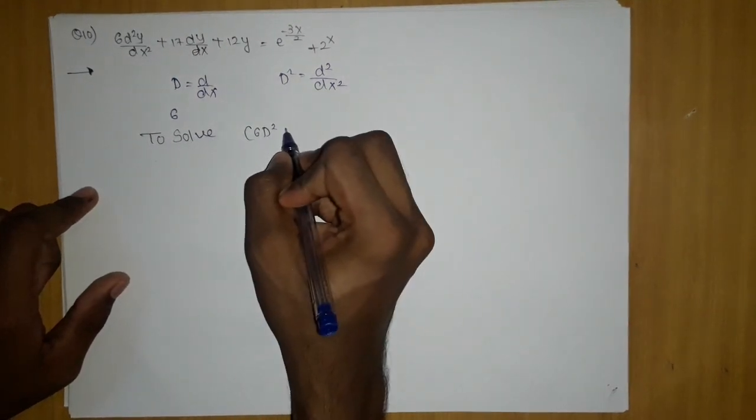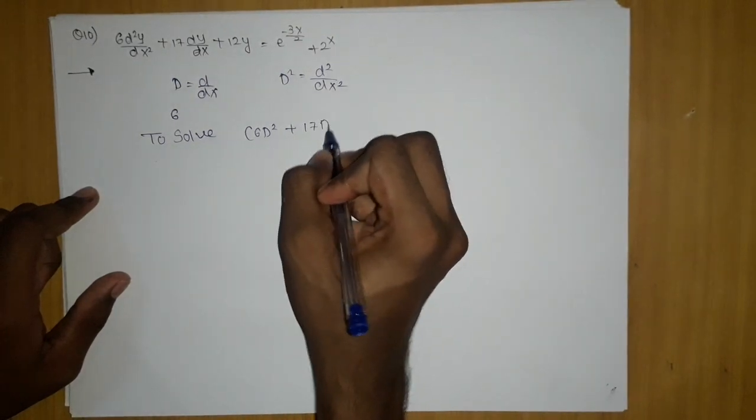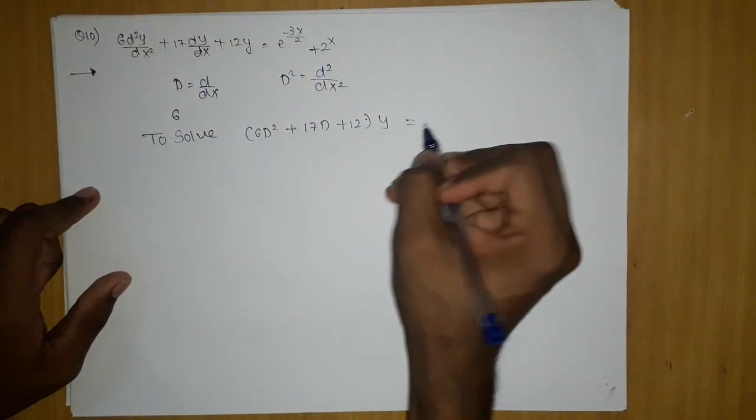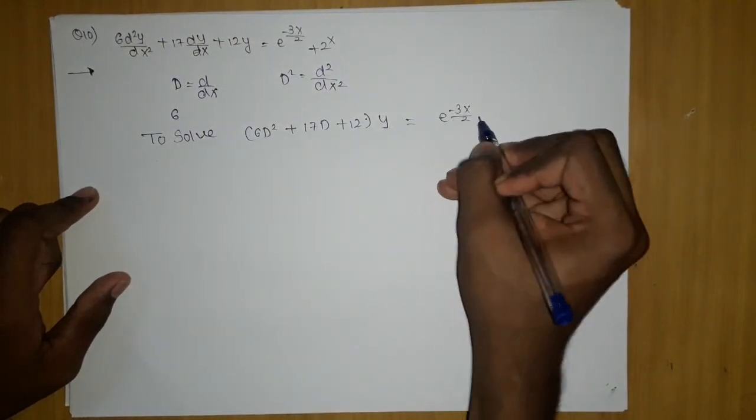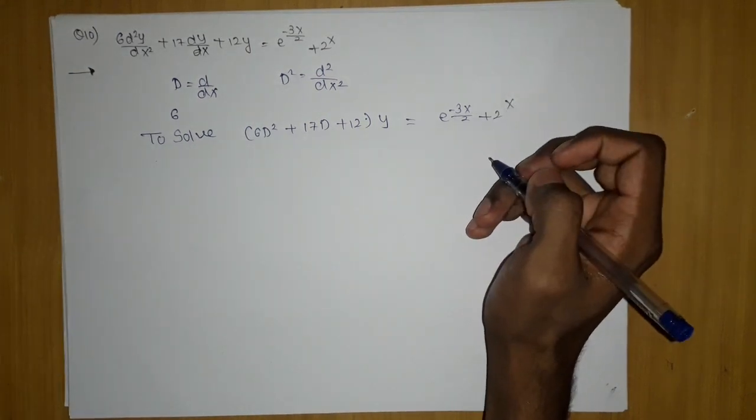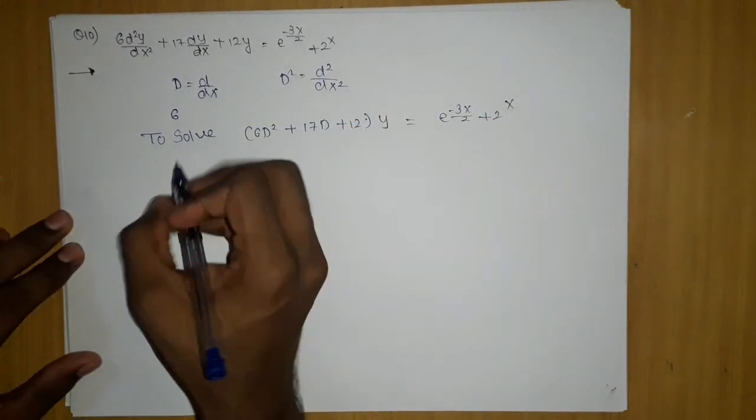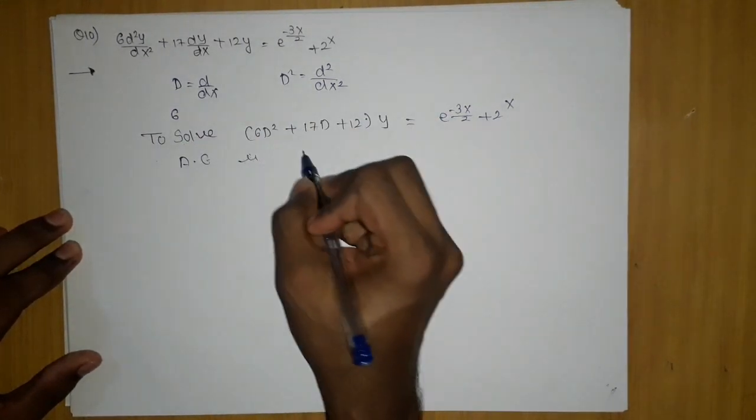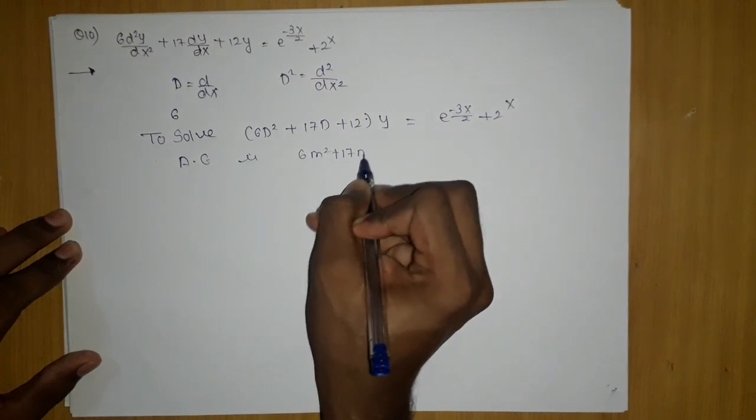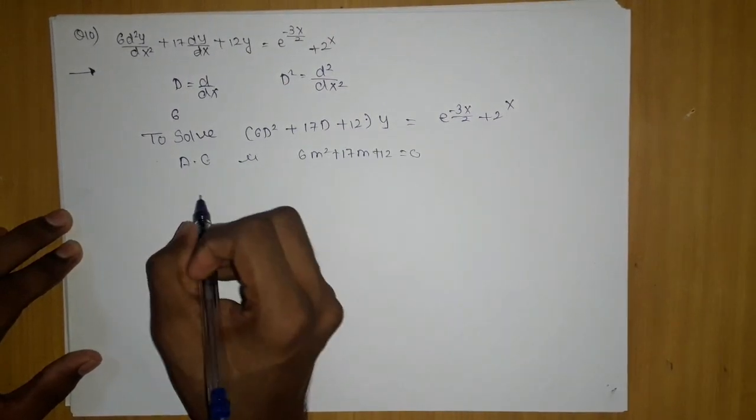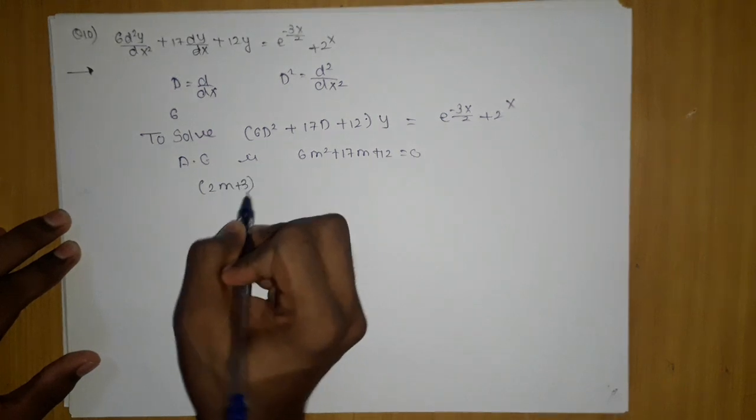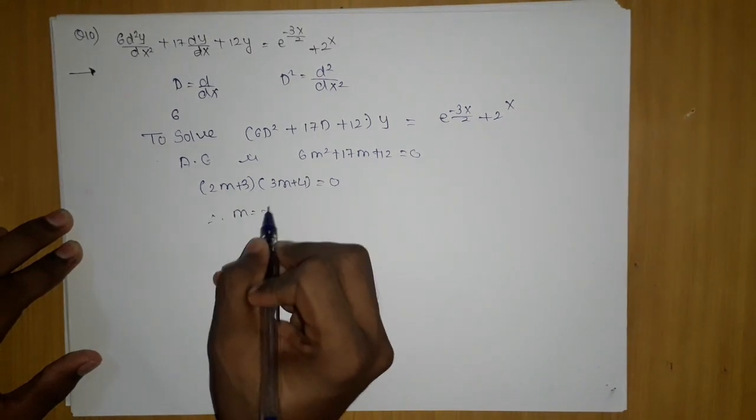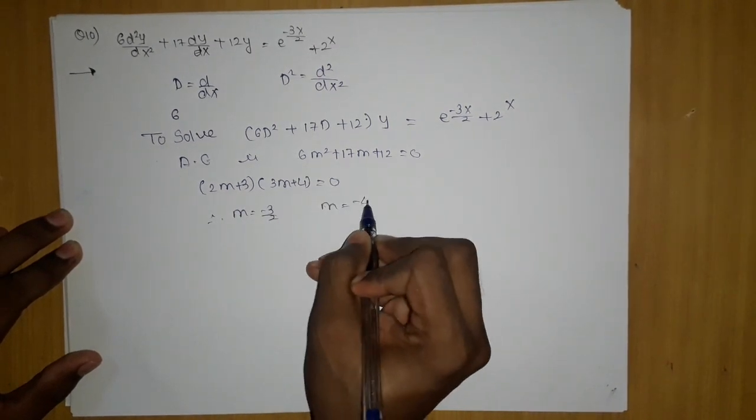6d square plus 17d plus 12, y I have taken common because all of them have y, equals e to the power minus 3x by 2 plus 2 to the power x. This is to solve. Now again the auxiliary equation, this is one more statement which will be added on. Auxiliary equation is 6m square plus 17m plus 12 equals 0. Solving will give you (2m plus 3)(3m plus 4) equals 0, ending up with m equals minus 3 by 2, m equals minus 4 by 3.